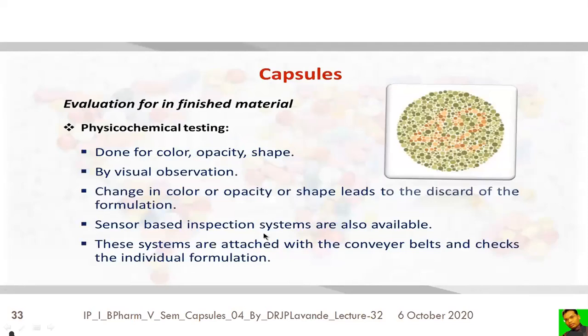Next, the physicochemical testing. This physicochemical testing is associated with the color, opacity and shape. So just by visual observation, one can observe and perform this testing. A change in color, opacity or shape will lead to the discard of the formulation, and this should be carried out by a sensor based inspection system. Nowadays sensor based inspection systems are available in industry. These systems are attached to conveyor belts and check the individual formulations.